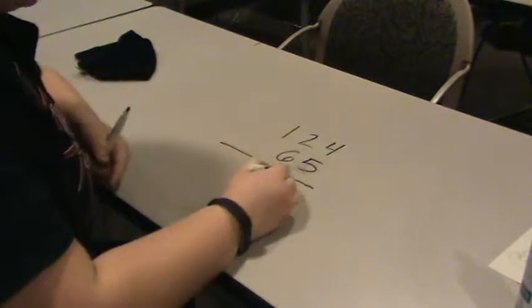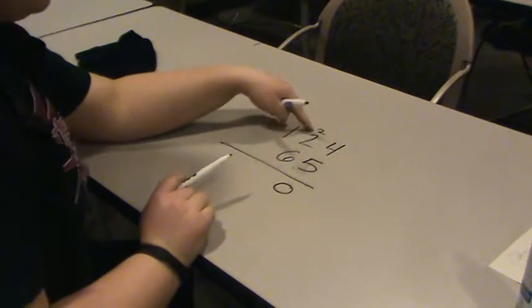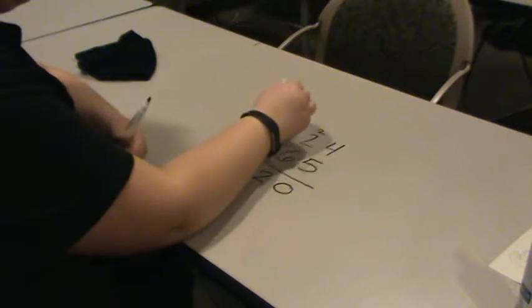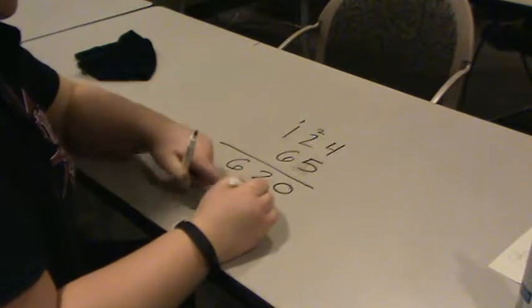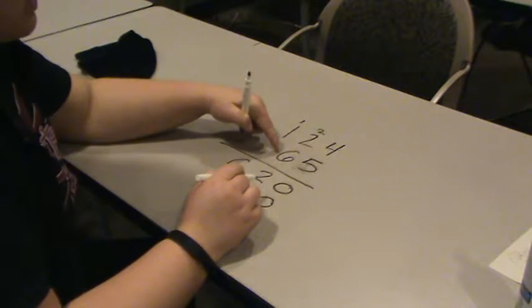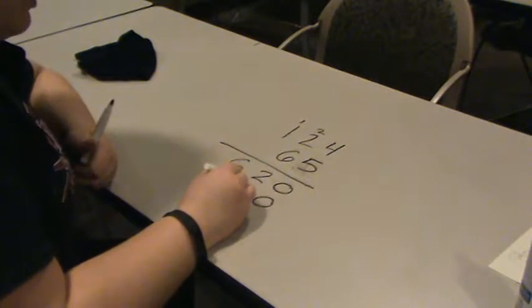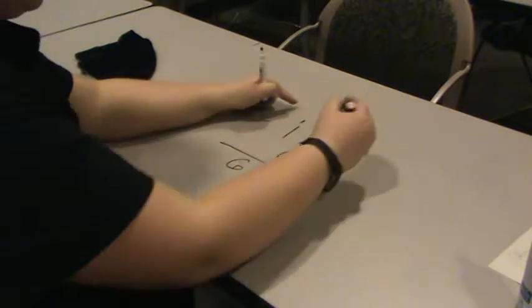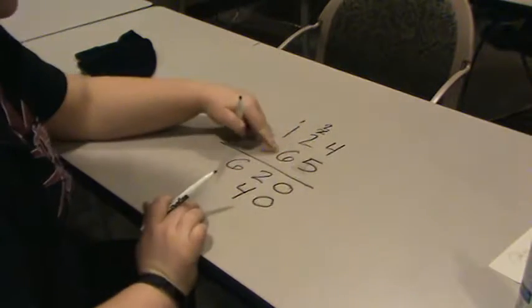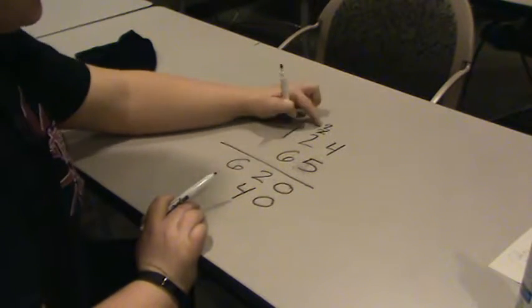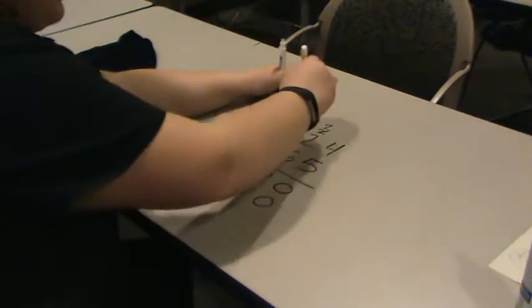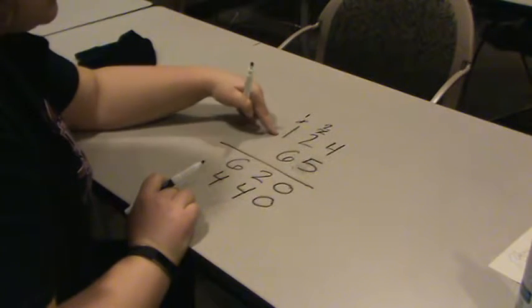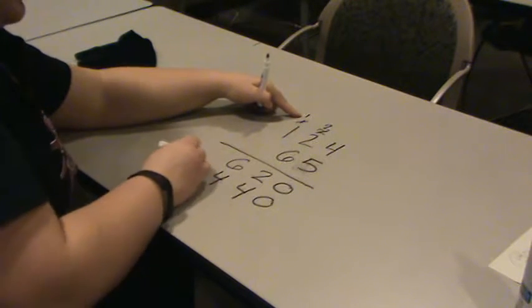4 times 5 is 20, so 0, carry the 2. 5 and 2 makes 10, plus 2 is 12. 2, carry the 1. 5 and 1 equals 5 plus the 1 is 6. Write a 0 because we're skipping to the tens. 6 times 4 is 24, so 4 here. Carry the 2. 2 times 6 is 12, plus 2 is 14. So write the 1, write the 4, carry the 1. 6 times 1 is 6, plus the 1 is 7.